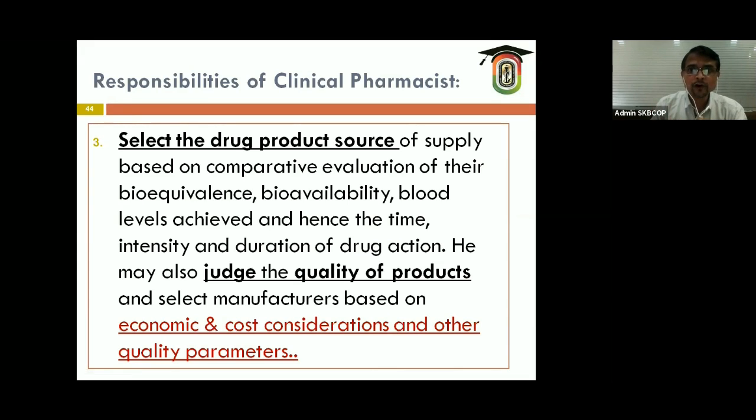So primary would always be the quality parameter as far as drug selection is concerned, but along with the quality parameter, economy and cost consideration should be considered as far as the patient's economy is concerned. Therefore, we call it pharmacoeconomics. That is the cost and economic consideration of the product that is selected for the therapy.